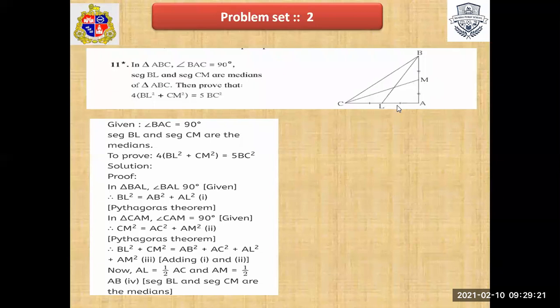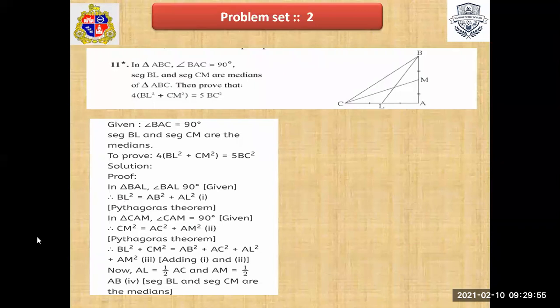In triangle BAL, A is 90 degrees, so apply the Pythagoras theorem. BL square is equal to AL square plus BA square. This is equation number 1. First we take the triangle BAL, apply Pythagoras theorem. Then we take another triangle CAM, and again apply Pythagoras theorem. CM square is equal to AC square plus AM square. Equation number 2. Therefore we add equation 1 and 2.